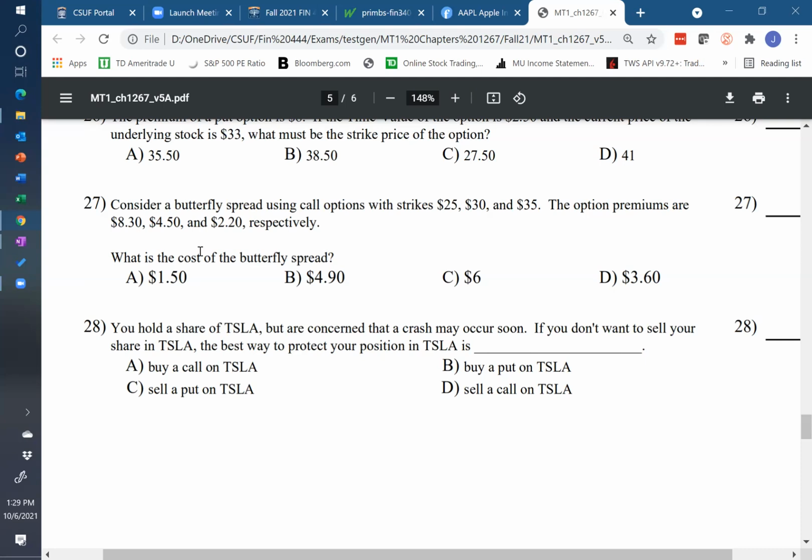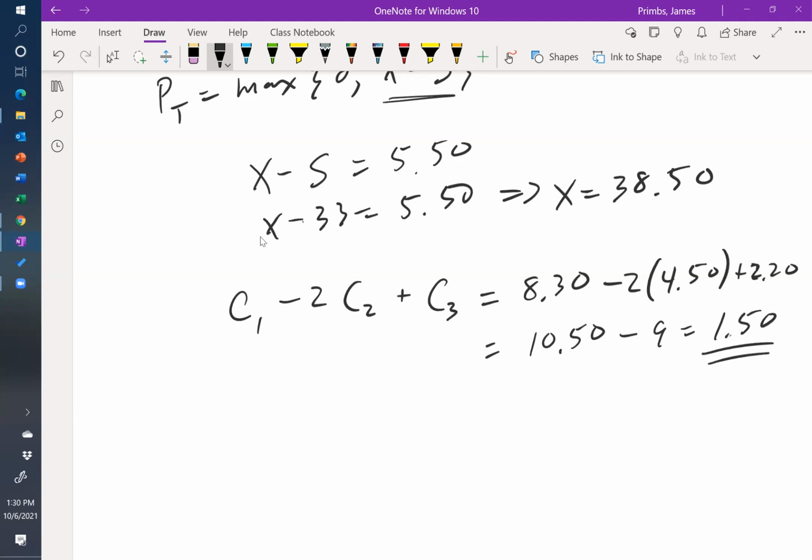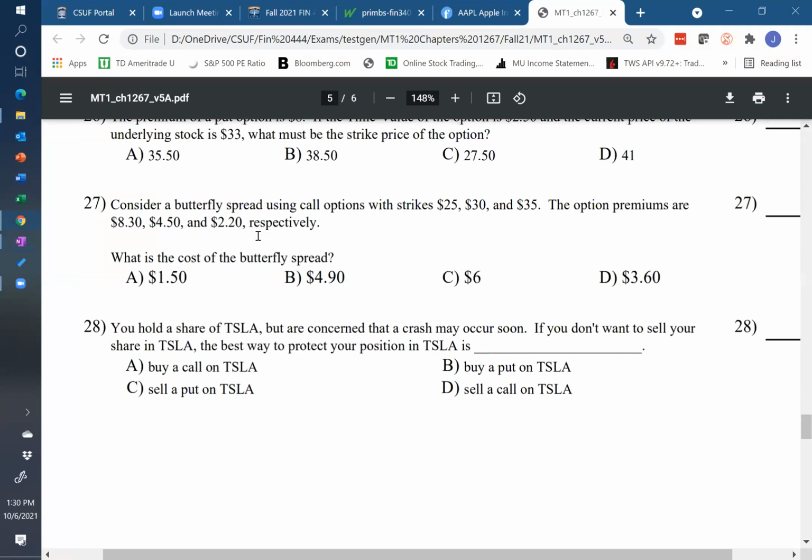8.30 is the cost of the initial one. The second one, those were 4.50. And then I have to buy at 2.20. So what is this? 8.30 plus 2.20, that's 10.50 minus $9. I'm going to get $1.50. Hopefully I did that right. $1.50 right there. All right, last one.